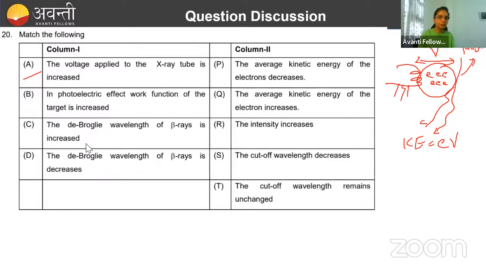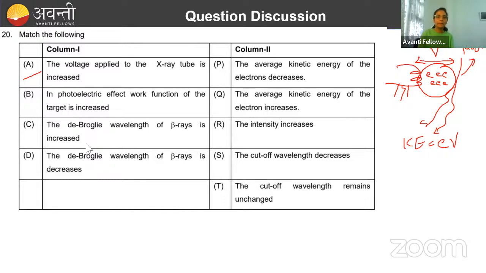So what will happen first? Voltage applied to the X-ray tube is increased. Average kinetic energy of the electron decreases. Will it decrease or increase? It will increase. So this is not true for the first. Average kinetic energy of the electron increases. Yes. Now the second is intensity increases.